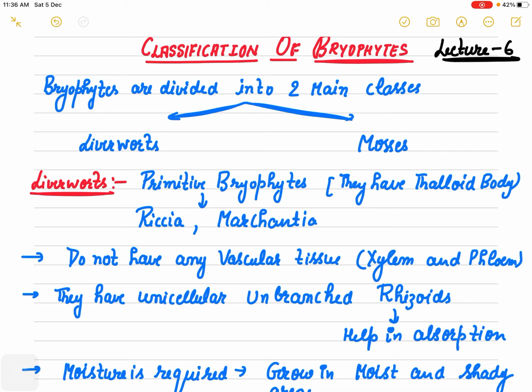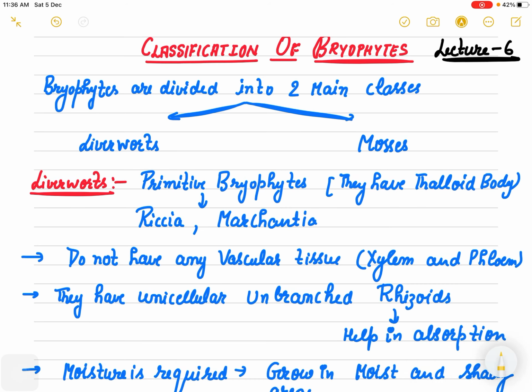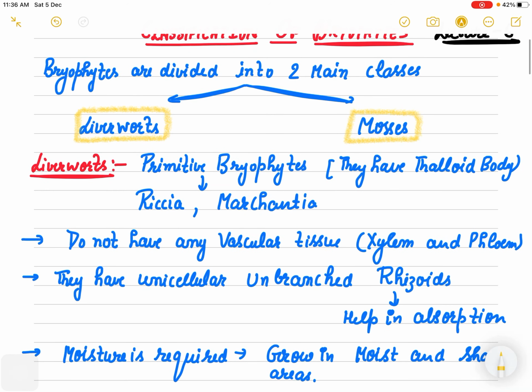Because now we are going to further talk about the classification of bryophytes, and bryophytes are generally divided into two categories. Mostly children do not know that liverworts and mosses are examples of what? They are actually our bryophytes. Bryophytes are majorly divided into two main classes, liverworts and mosses. One by one, I am going to discuss these two classes with you today.